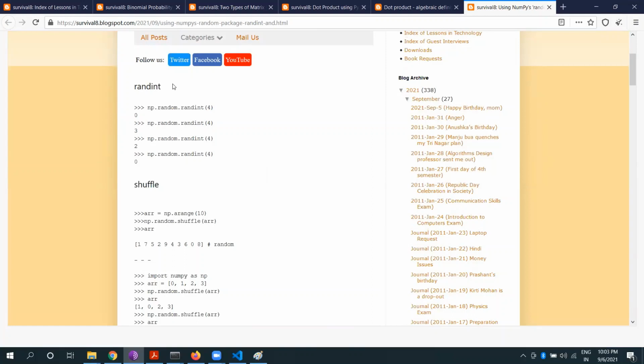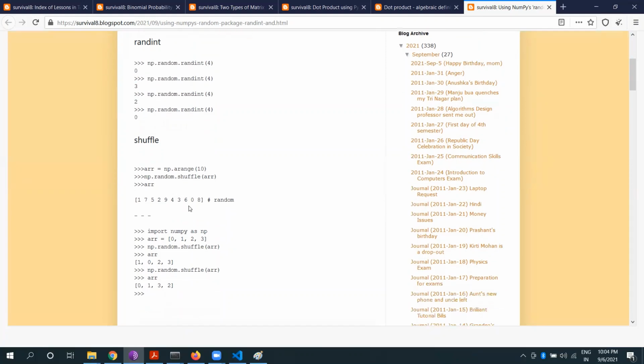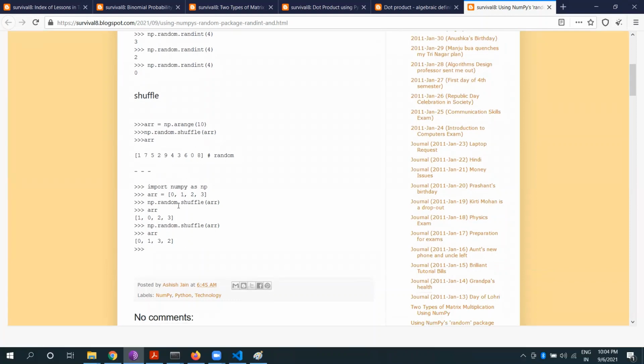However, I can continue with random and shuffle. It's basically just a few lines. Yeah, we can cover this also. This is very intuitive: random numbers it will generate, random int it will generate, and this will shuffle the array.